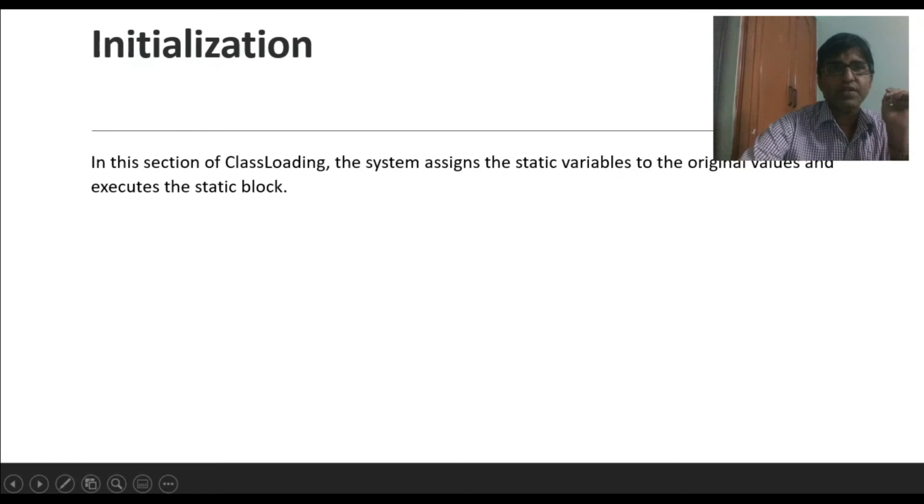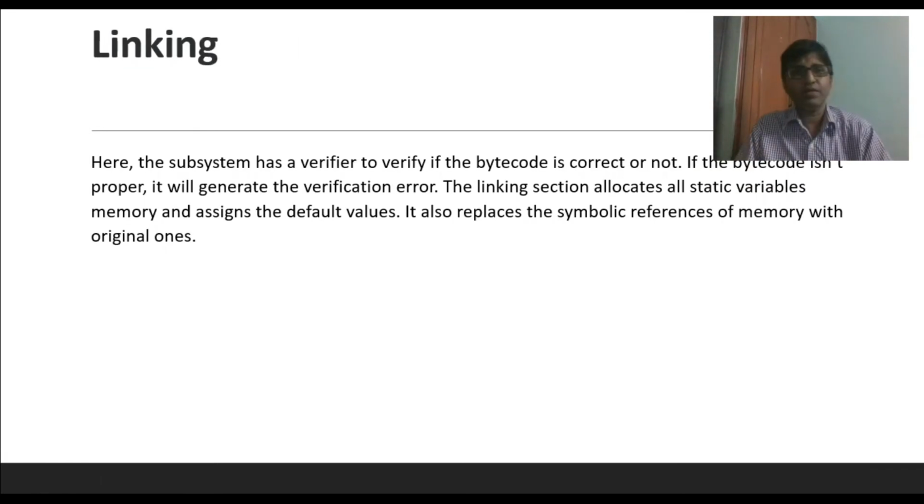Next is linking. Linking means it has to verify whether the compiled code and its bytecode is proper or not. If the bytecode is not proper, it will definitely throw an error to the output device. Bytecode is the fundamental thing required to run a Java program. If the bytecode is not proper, then the Java program doesn't run well. So you will get all these reference errors.